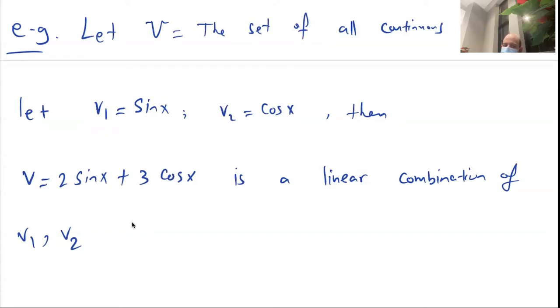And this is a linear combination of V1 and V2. Why? Because anything of the form C1 V1 plus C2 V2 is called a linear combination. Here my C1 is 2, my C2 is 3. So 2 sine x plus 3 cos x is a new function which is written as a linear combination of these two vectors, sine x and cos x.